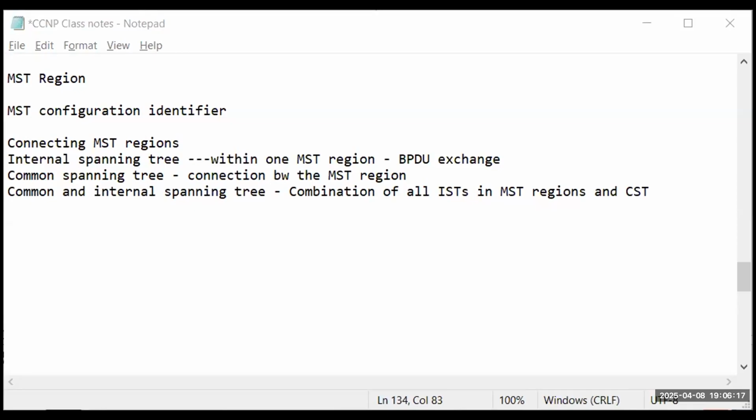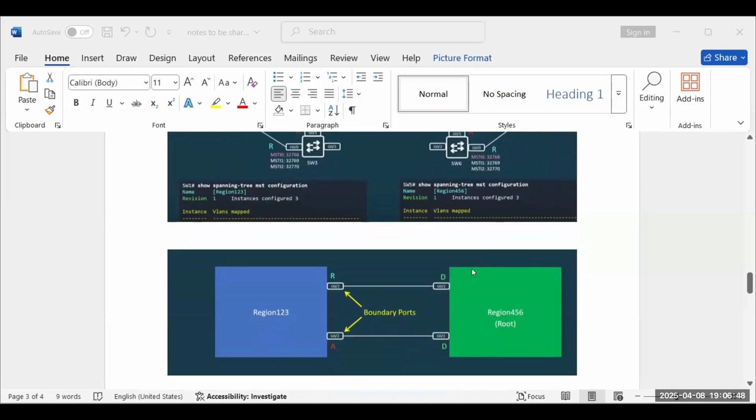When the MST regions are connected, each region appears to be one logical switch. So this is going to appear as one logical switch, and this is going to appear as one logical switch. But inside there can be multiple switches. In our scenario, we have 3 switches in each region. But as soon as we have configured the switches with different regions, from the outside world each appears as one logical switch. That's how MST works.